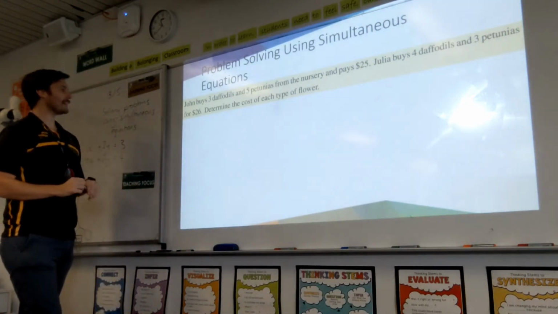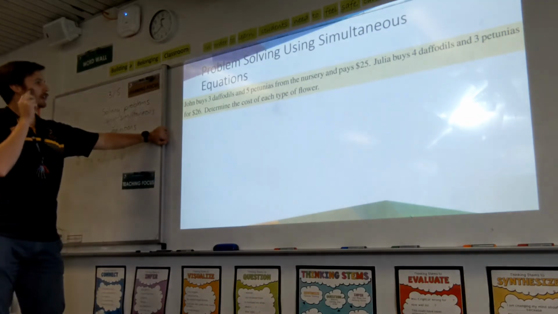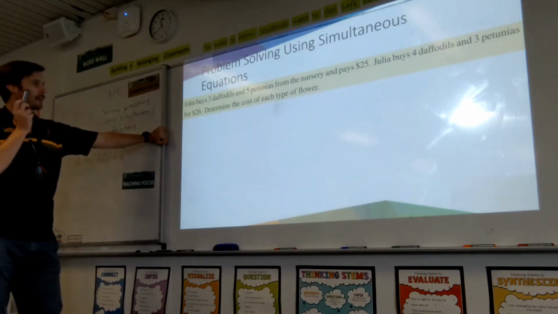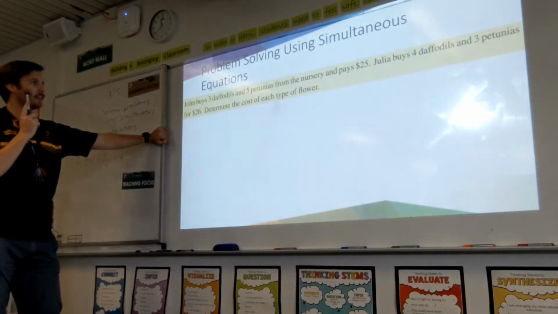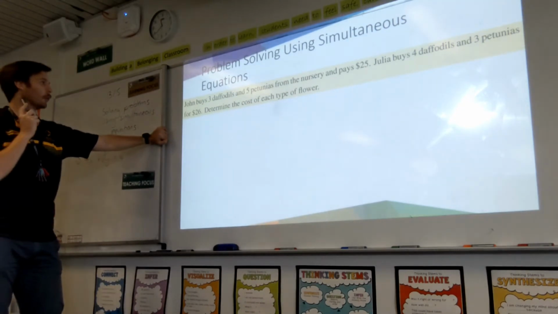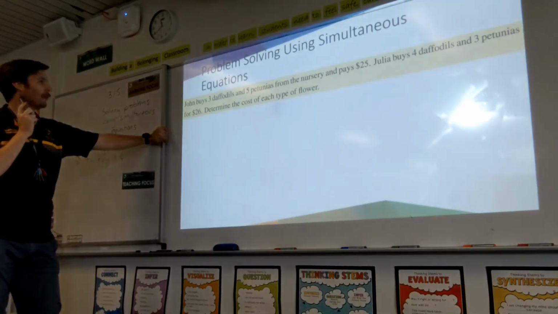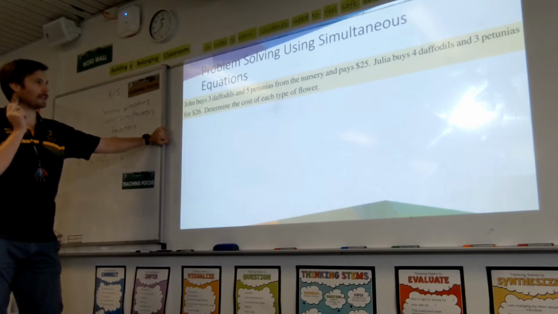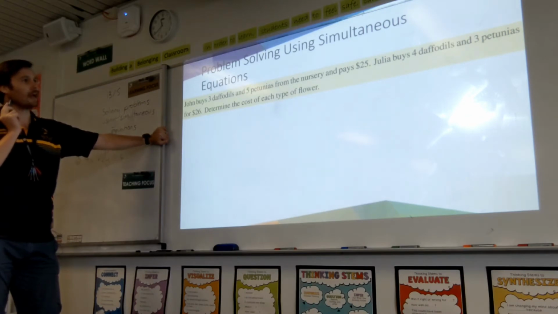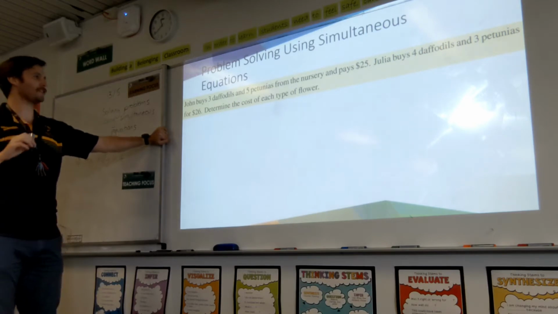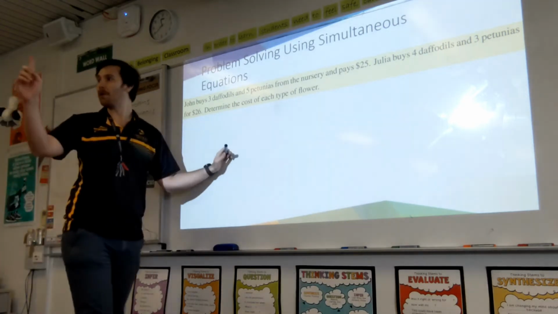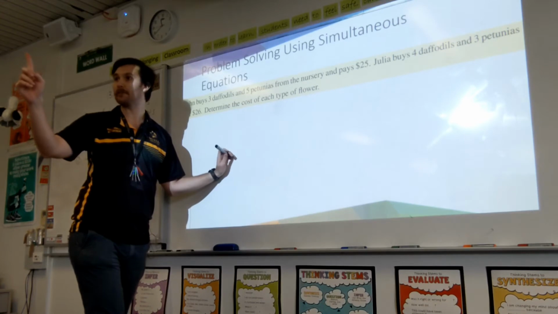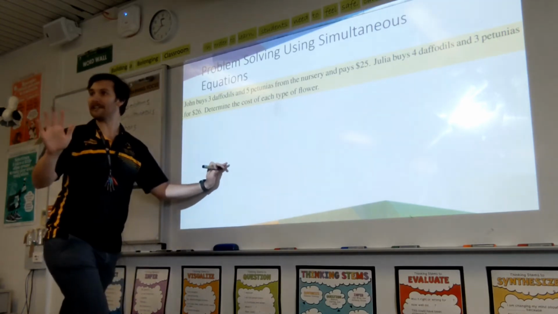Okay, this one is a little different. So we've got a nice man named John who is buying some flowers for his mother or his partner or whatever. He's bought 3 daffodils and 5 petunias for $25. And then Julia buys 4 daffodils and 3 petunias for $26. Okay. What's job number 1 from the previous question? What do I do before I do anything else?